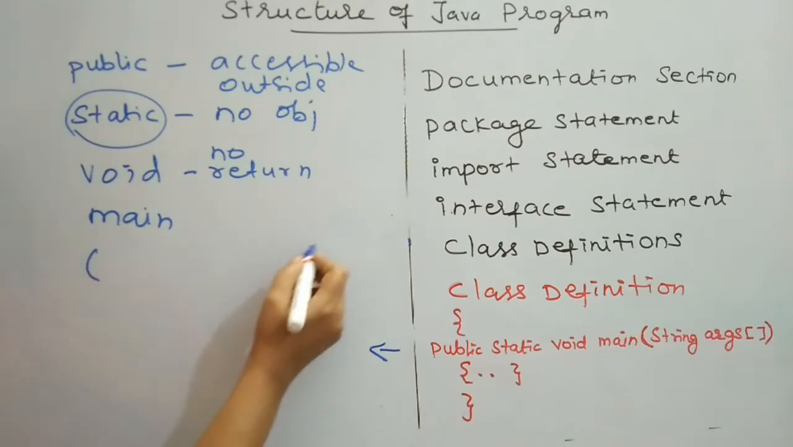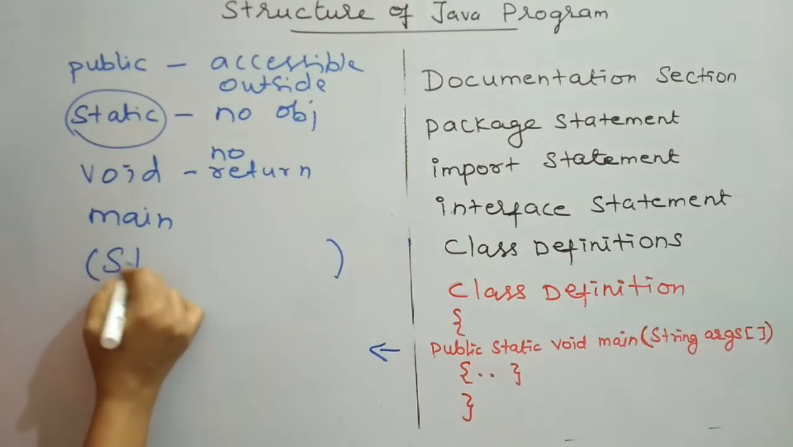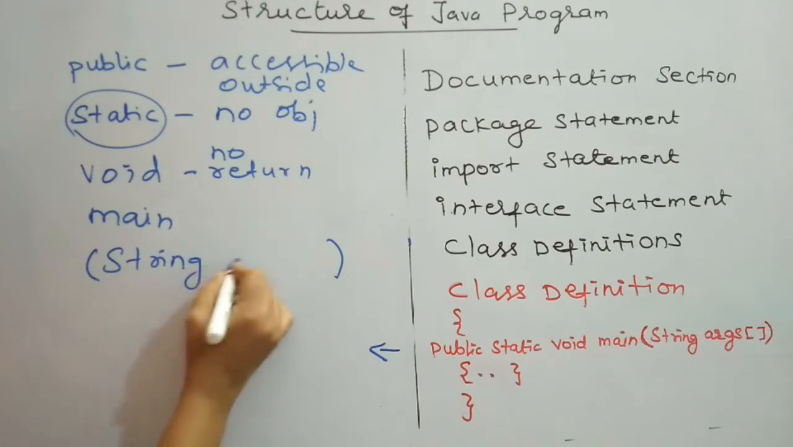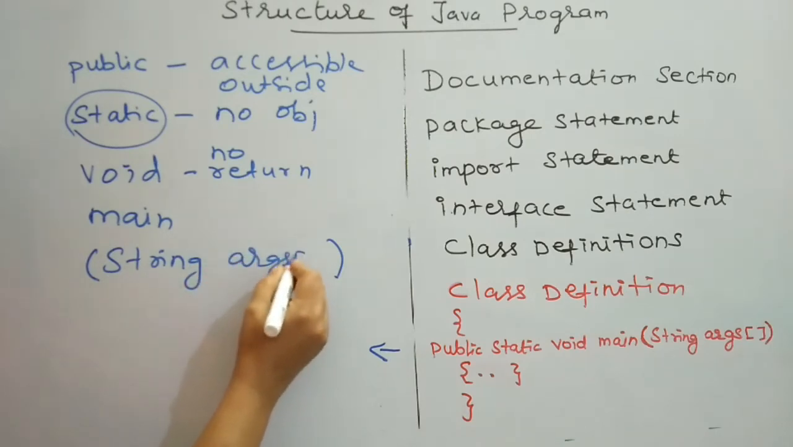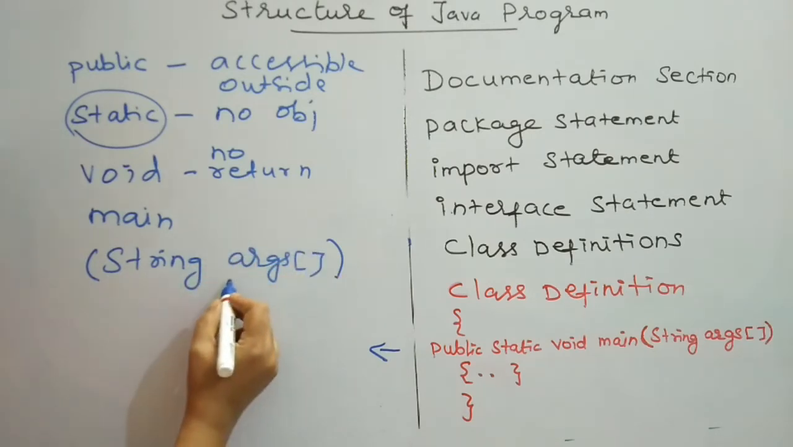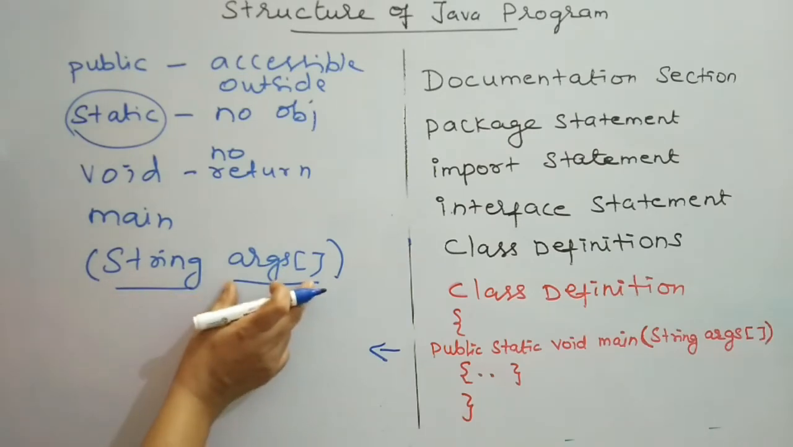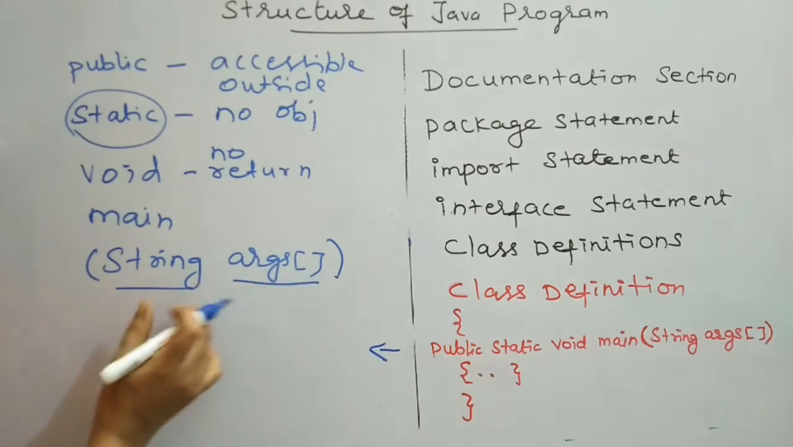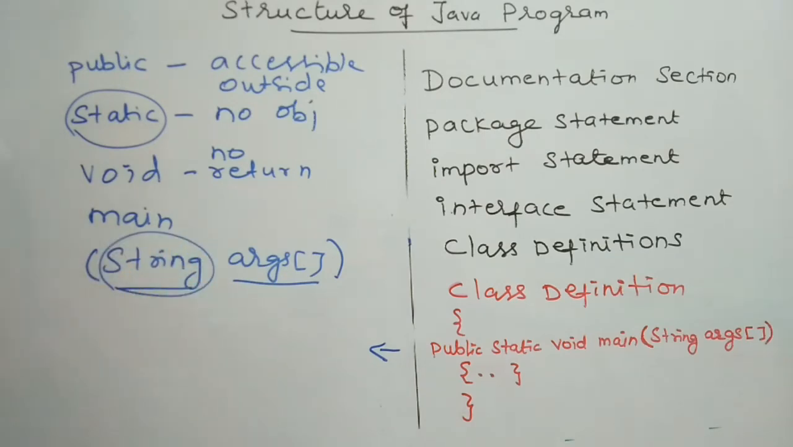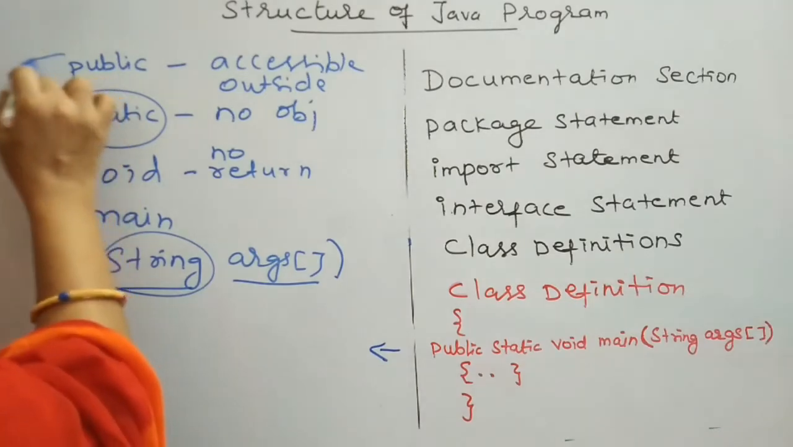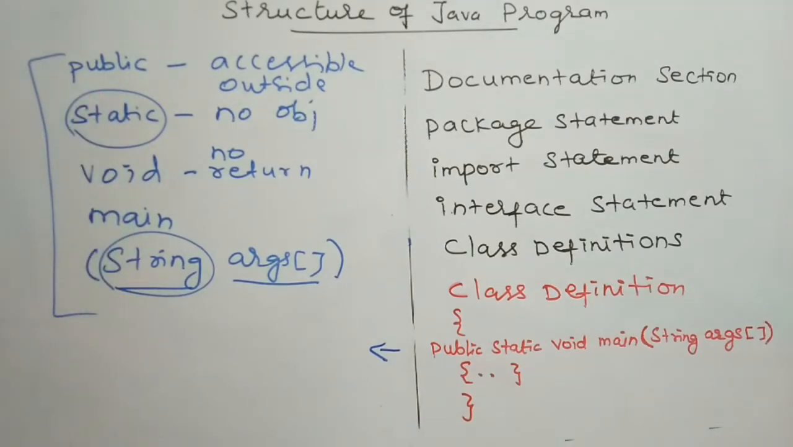Inside main, within this parenthesis, I have String args array. Okay, so I have an array of string arguments. Okay, so I may pass an array of arguments which is of type string. That is the argument passed to this main function. This is the signature of my main function.